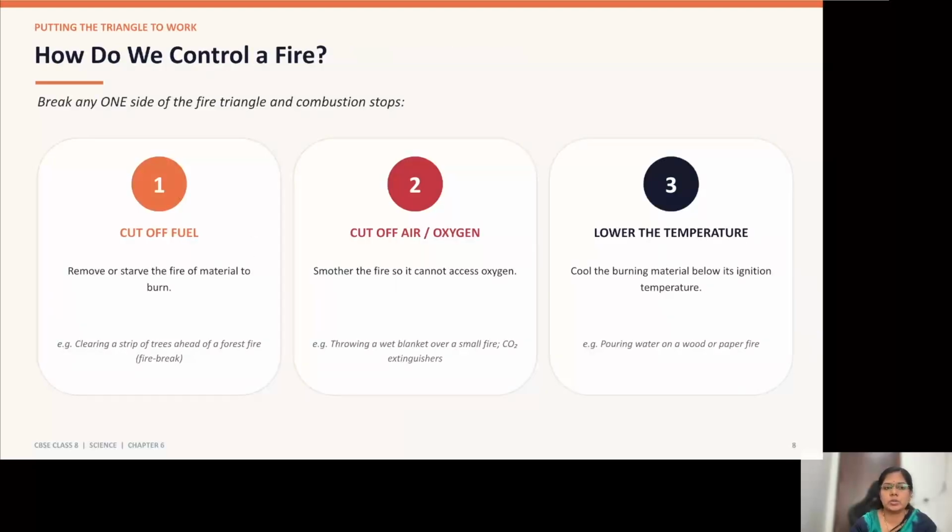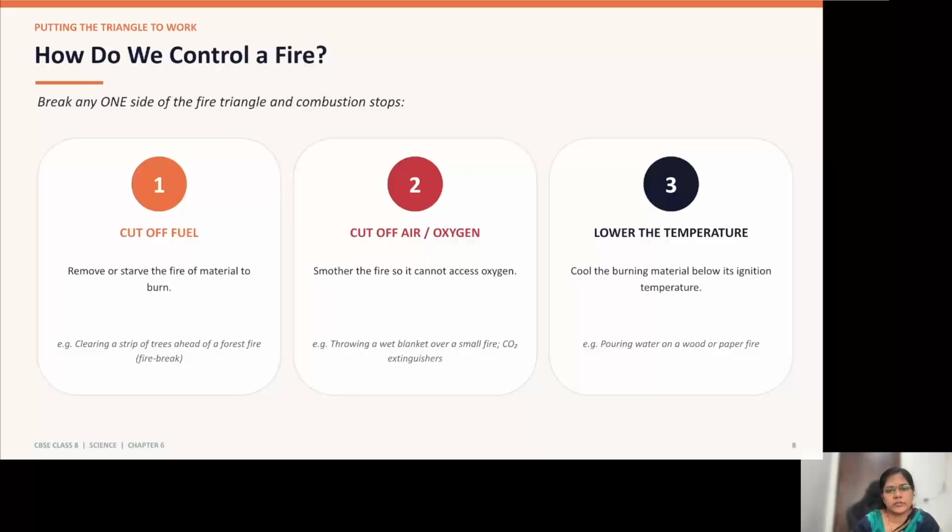Now, how do we control fire? As I told you already, we need three things to make fire. They are fuel, oxygen, and also the temperature or the amount of heat. And in a similar way, as I told you, we need to remove one side of the triangle to put off the fire. Either you can cut off fuel, or cut off air, or lower the ignition temperature. So let us discuss more in detail.